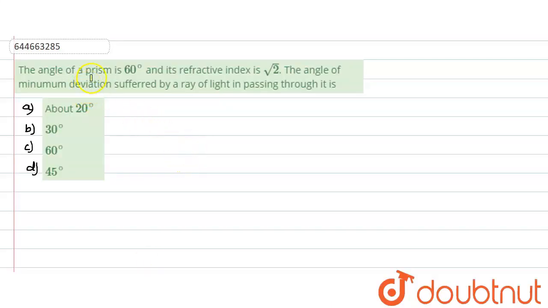Hello everyone, let us start with our question. In this question, what is given? The angle of the prism is 60 degrees and the refractive index is root 2. Now we need to find the value of the angle of minimum deviation suffered by a ray of light passing through it. Okay, so let us draw, let's say this is our prism.